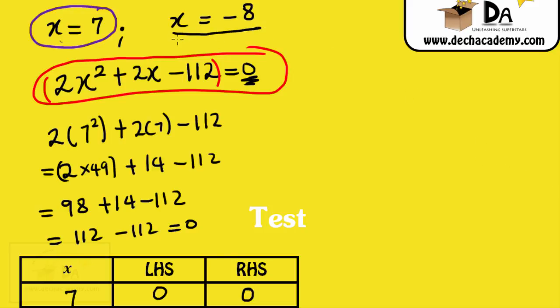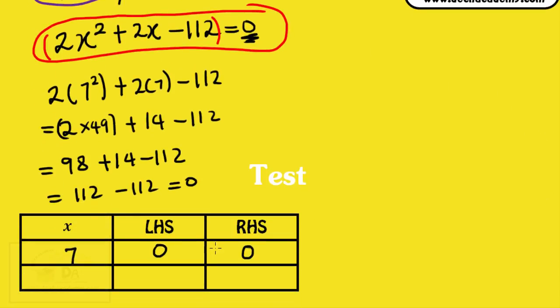As homework, test the validity of x is equal to minus 8. You find that the left-hand side and right-hand side also match.